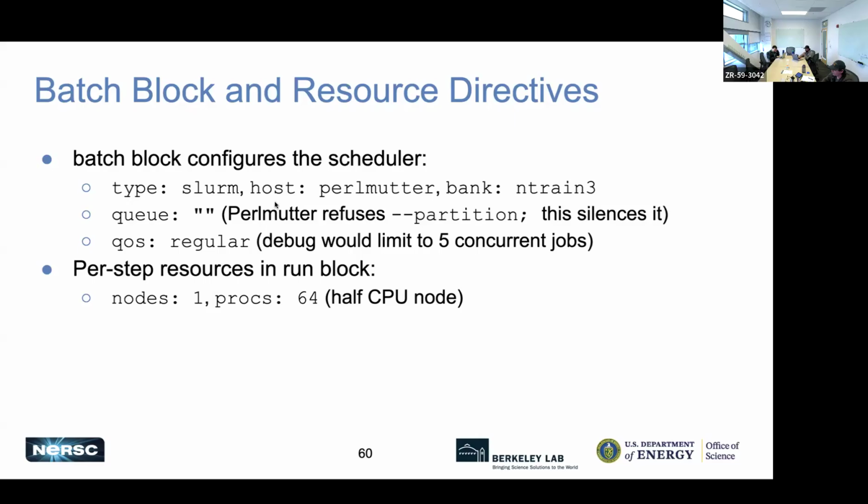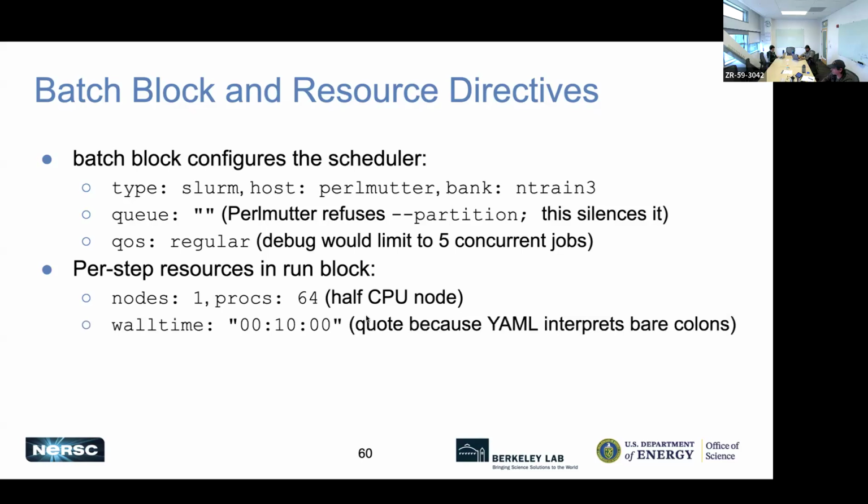Now, per step, you can define resources, and this is also going to get passed through to Slurm, and this is things like how many nodes to use, maybe you're telling it how much wall time to use, that kind of thing. So you can have steps that have different numbers of nodes or different amounts of wall time based on how much work they need to do. Look out for YAML interpretation of colons.